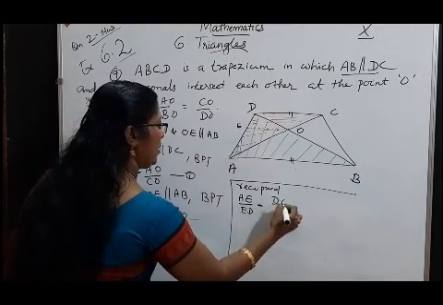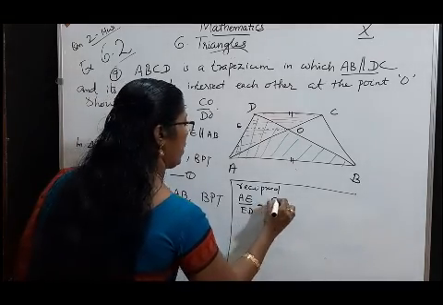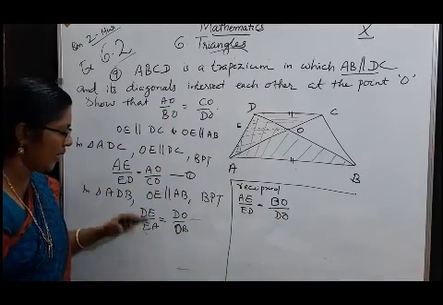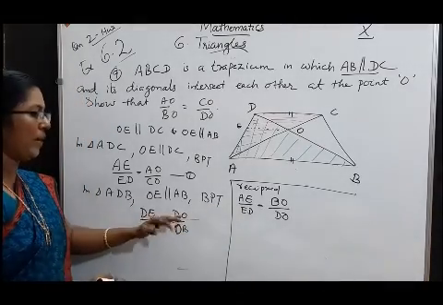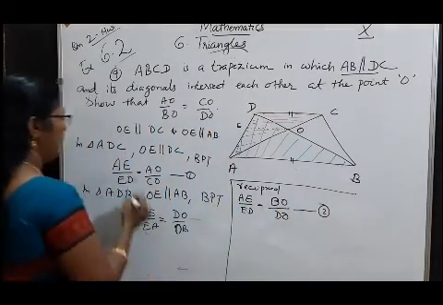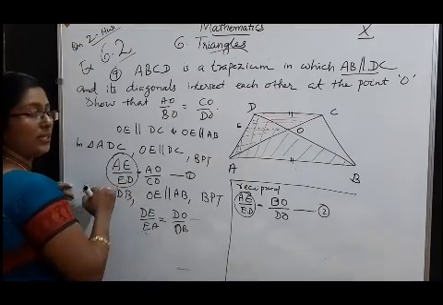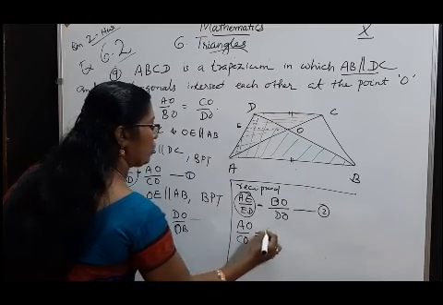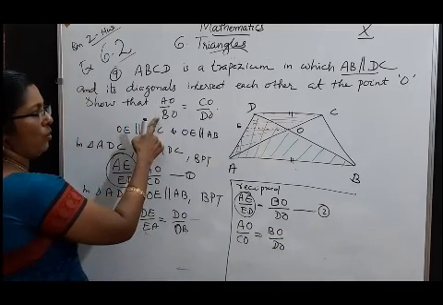equal to BO by DO. Taking the reciprocal, this is EA by ED or AE by ED equal OB by DO or BO by OD. This is equation number 2. Then from 1 and 2, we can write AO by CO equal BO by DO.